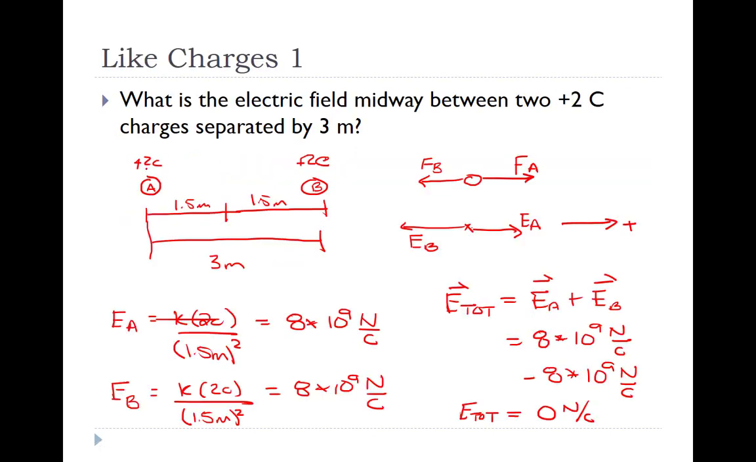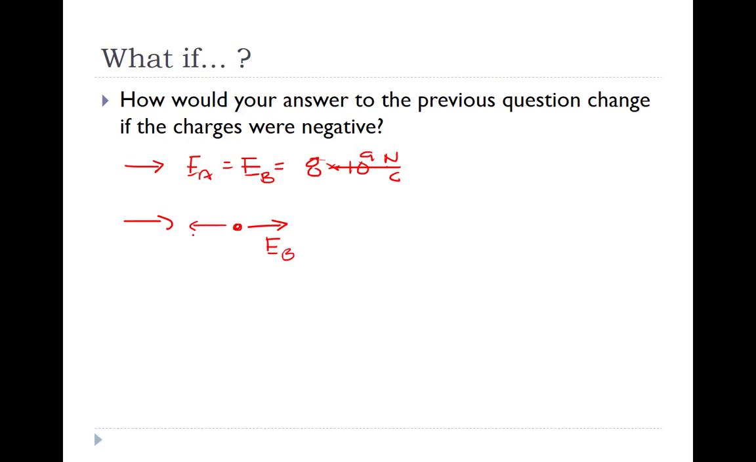Am I thinking about that right? Yeah, that's right. So if this were a negative 2 coulomb and that were a negative 2 coulomb and I put a little positive charge here, then it would be attracted. So it should be EA to the left, EB to the right. But since they're still in the opposite direction and the magnitudes didn't change, when I calculate E total equaling EA plus EB, I still get an answer of 0.